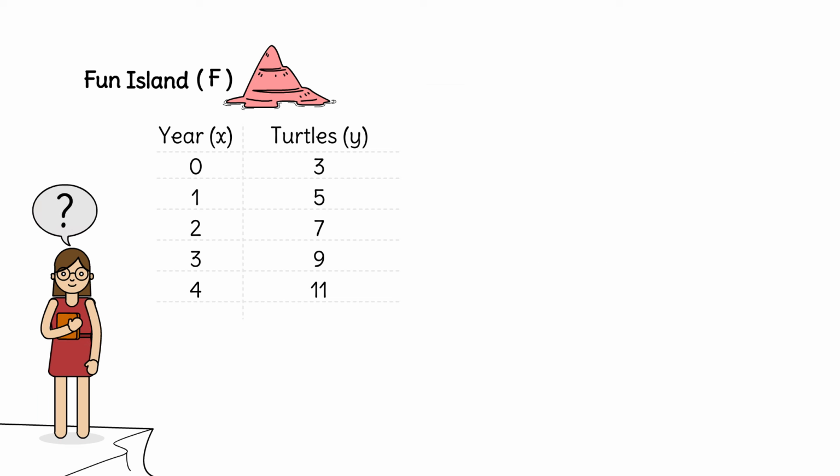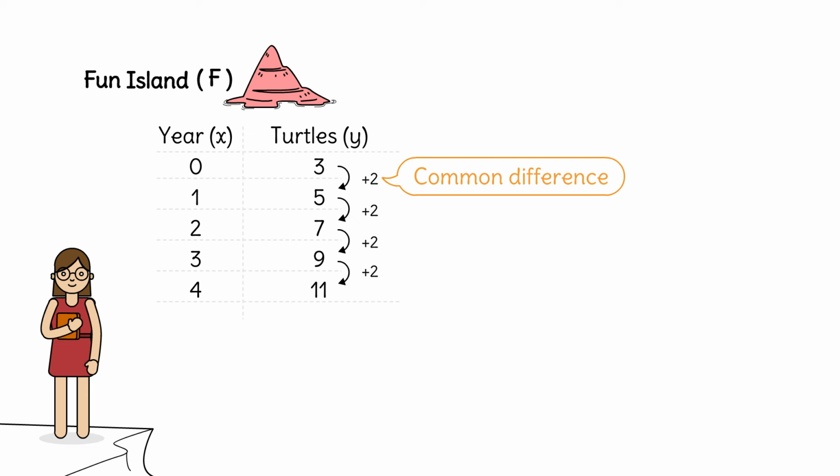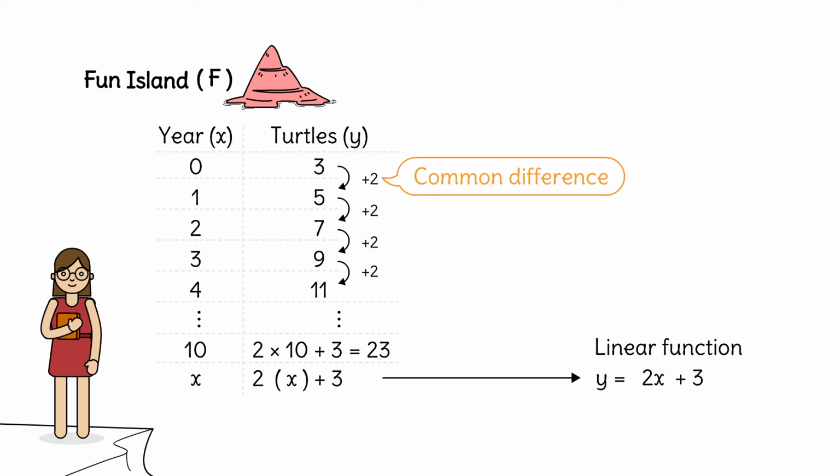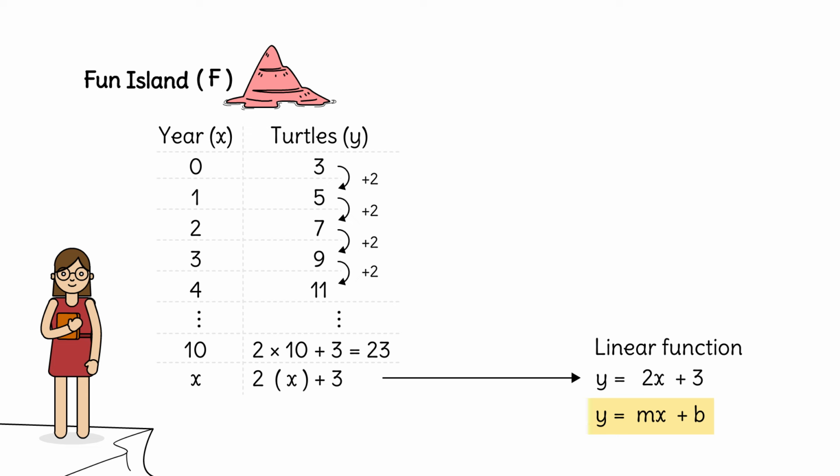Let's look at F. The turtles increase at a constant rate. Sometimes we call that a common difference. We started with 3 turtles and added 2 for however many years have passed. So if 10 years pass, we would have 2 turtles times 10 years plus the 3 turtles we started with. That's 23. If X years pass, then we have 2 times X turtles plus the 3 we started with, and wow, that's a linear function, y equals mx plus b.